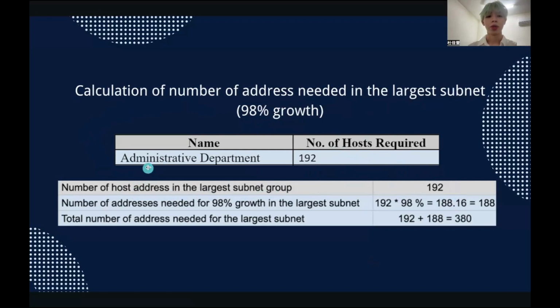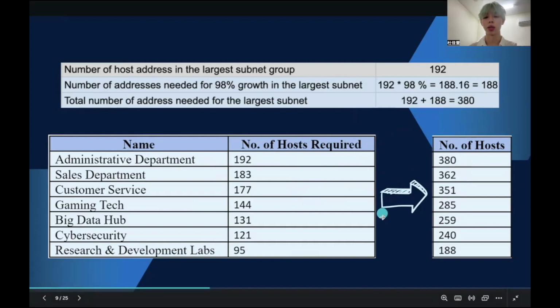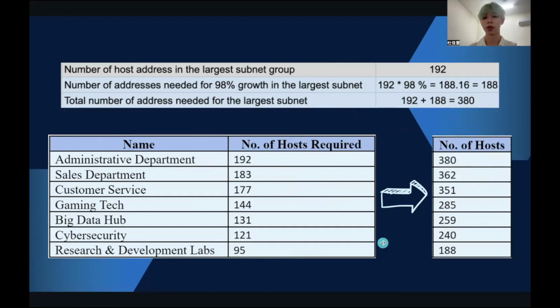The administrative department requires 192 hosts. We need to use 192 times 98% growth, so we get the result 188. To find the total number of addresses needed for the largest subnet, we use 192 plus 188, so we get the result 380. We use the same way to calculate the following departments' number of hosts.